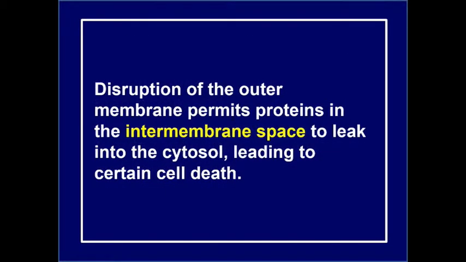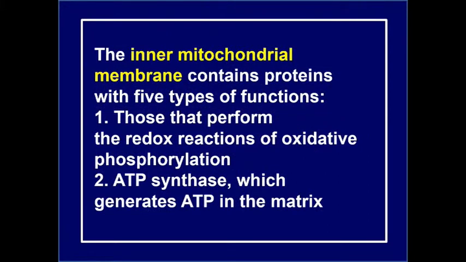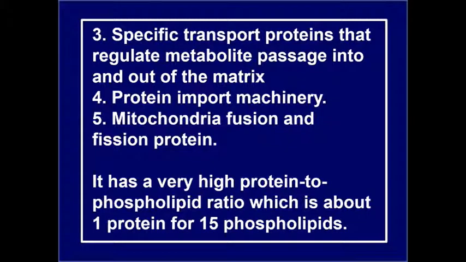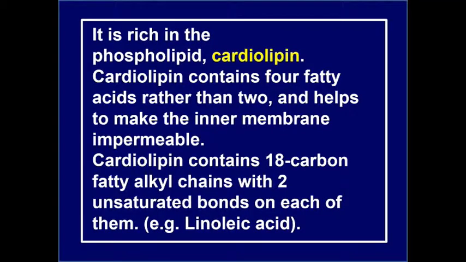The inner membrane performs the redox reactions, in other words, the oxidative phosphorylation and the making of ATP. This membrane has a high protein to phospholipid ratio, which is about one protein to 15 phospholipids. So in other words, it's largely fats. And if it's largely oils or fats, remember that at least 50% of that usually is going to be unsaturates, okay? But this membrane is a little different from a lot of other phospholipids in the body.